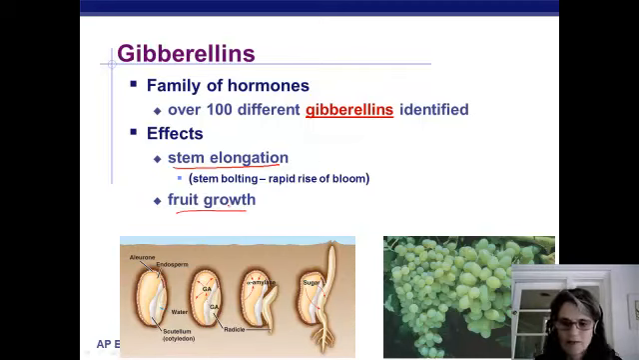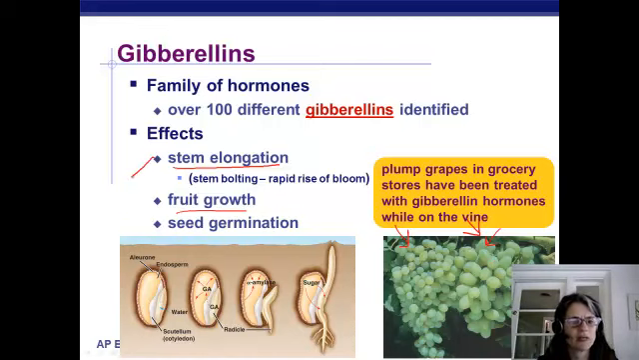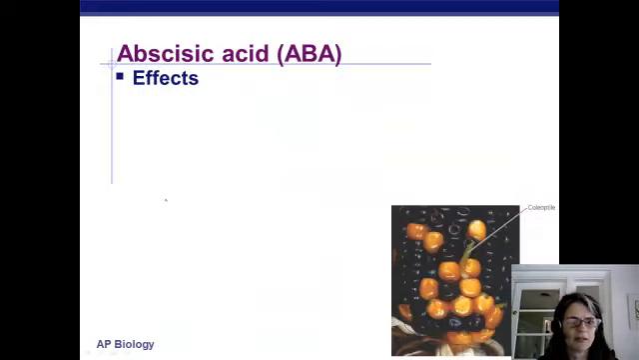And if you can see, people producing fruits have learned to use gibberellin to make very unnaturally large grapes. These are normal grapes. You treat them with gibberellin and they get ginormous. It also has something to do with seed germination. Don't worry about that. You can associate it with these two things. I think you'll be good.